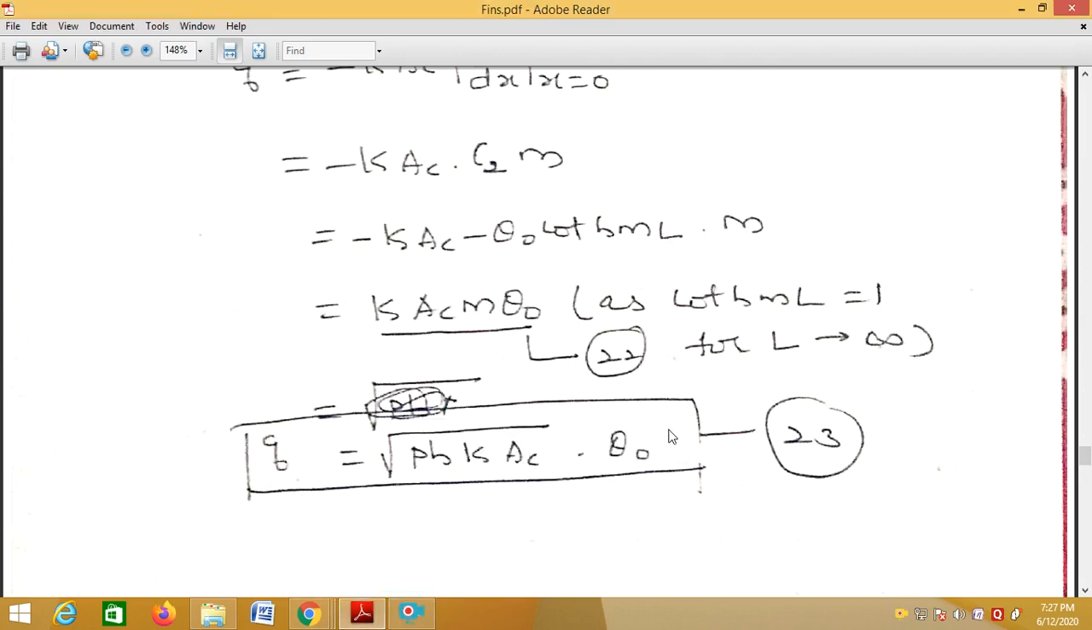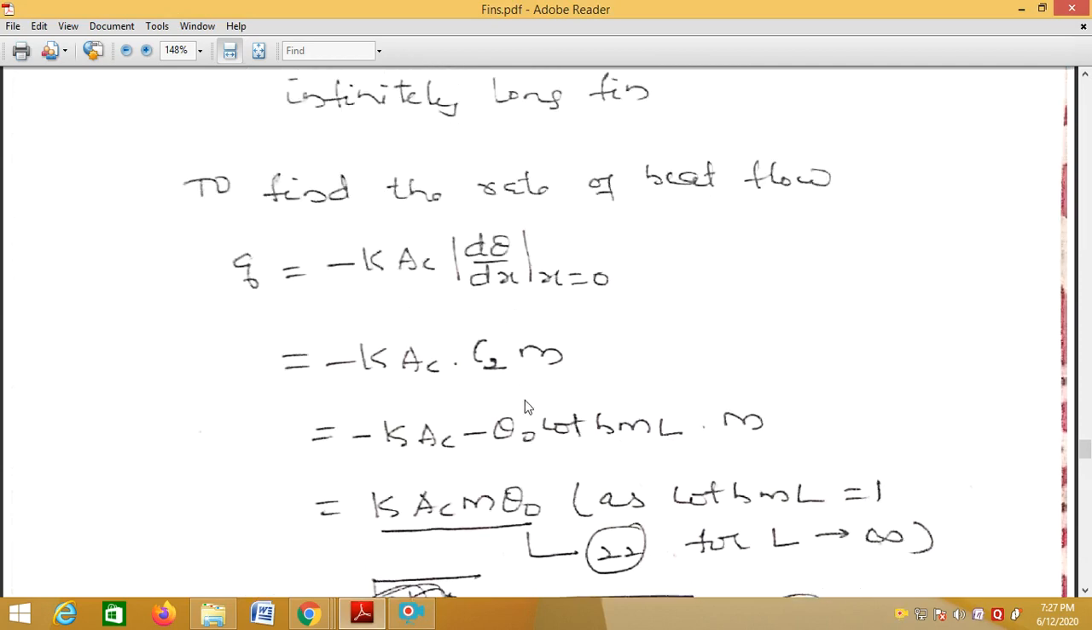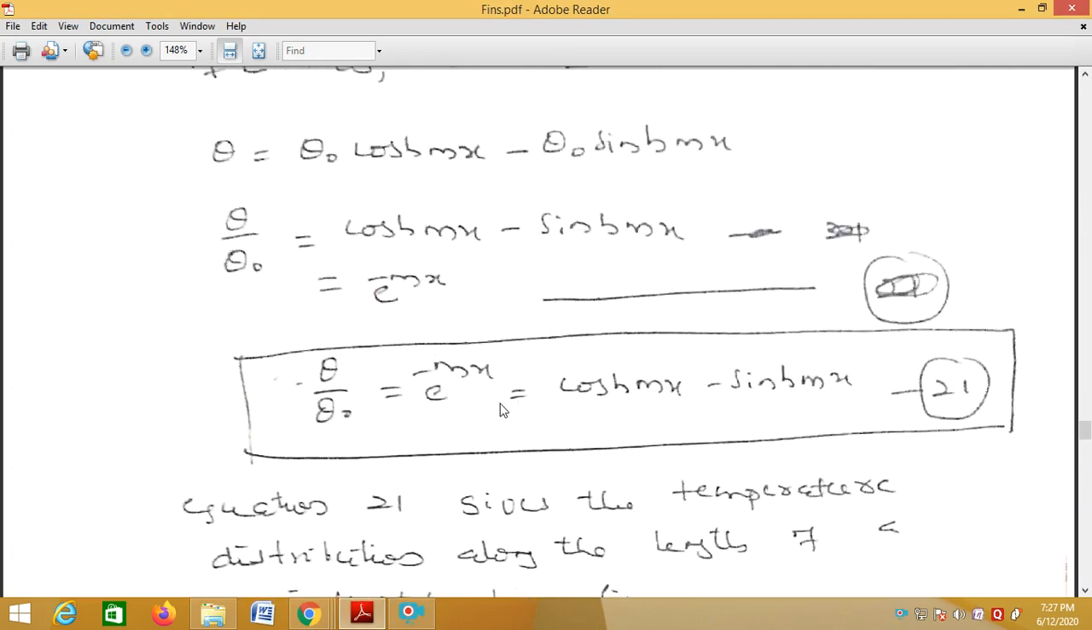Thus we have found the temperature distribution along the length of the fin and the heat transfer equations for the insulated tip and for the infinitely long rod.